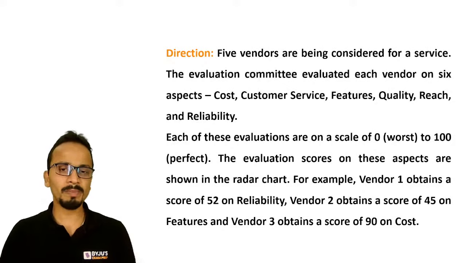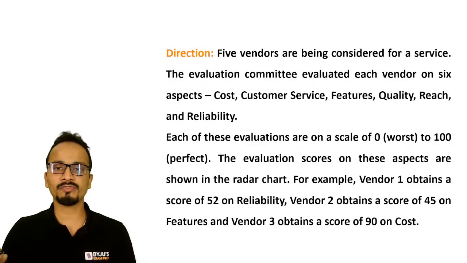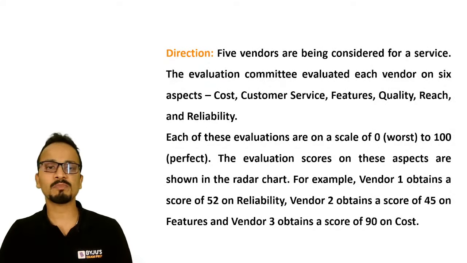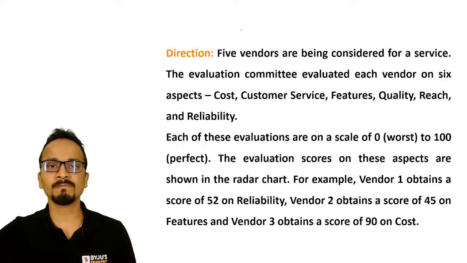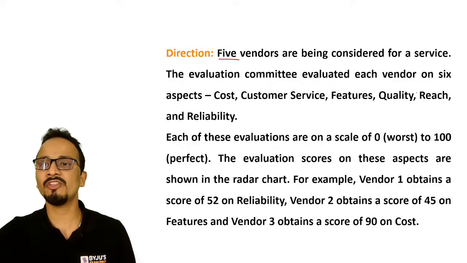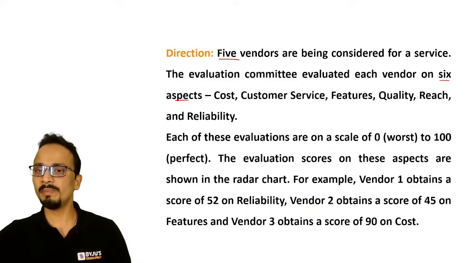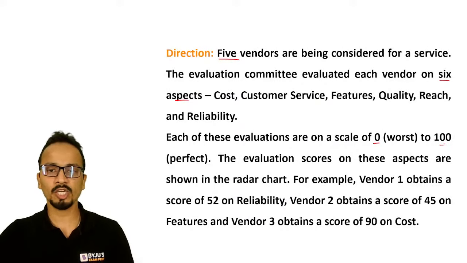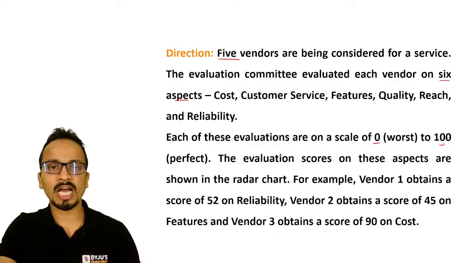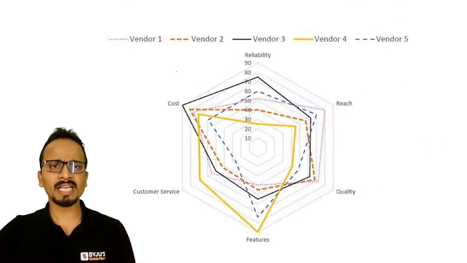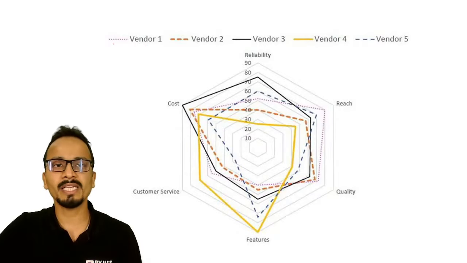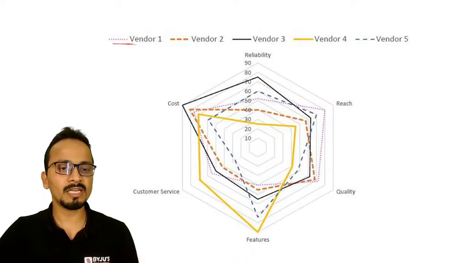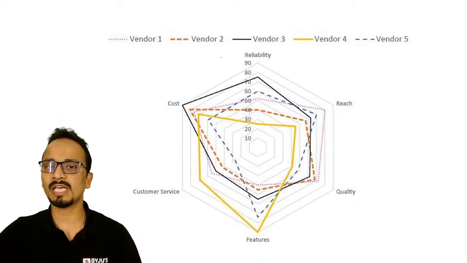Okay, so we'll be picking up values of these scores on all the 6 parameters for the different vendors. In total, we have 5 vendors and 6 aspects on which these are evaluated. The scale will be minimum 0, maximum 100. Let's look at this chart quickly. This is the chart given to you. At the top of the chart, the index is mentioned. For vendor 1, it is a dotted line in purple color like this. Different line graphs for different vendors are given.